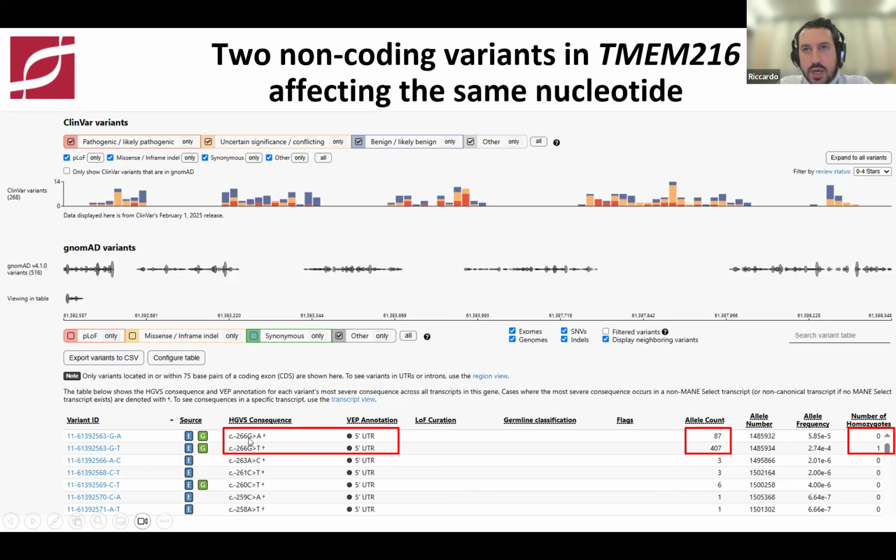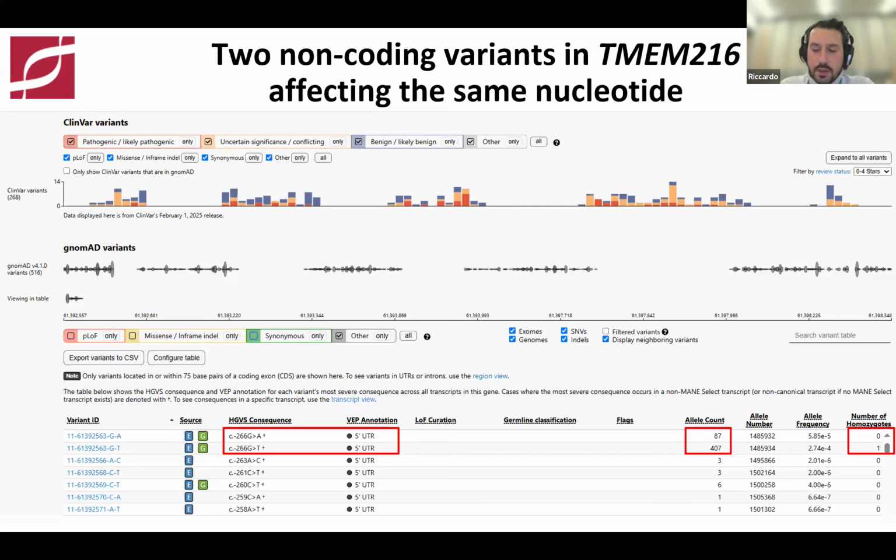So we are talking about the 5 prime UTR, what is called the promoter region. And as you see, they have been observed either 87 or 407 times in the general population, so the unaffected population. And yet, especially for the second variant that is present 407 times, you shouldn't expect more than one homozygote, while instead you only see one. So already by spotting those metrics, it is an indication of something that doesn't follow the expected genetic frequencies of the variant.